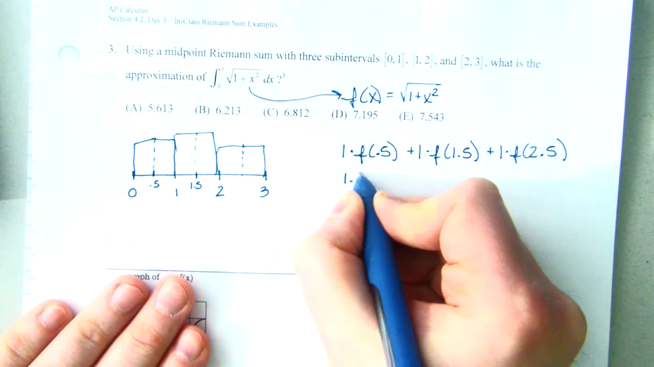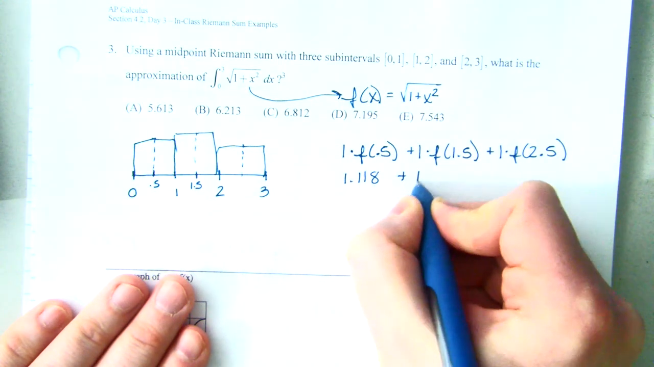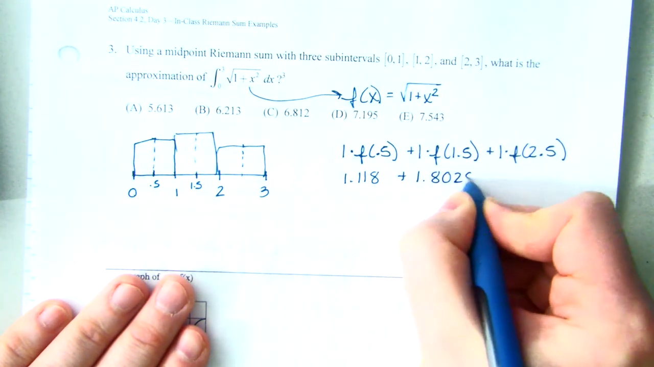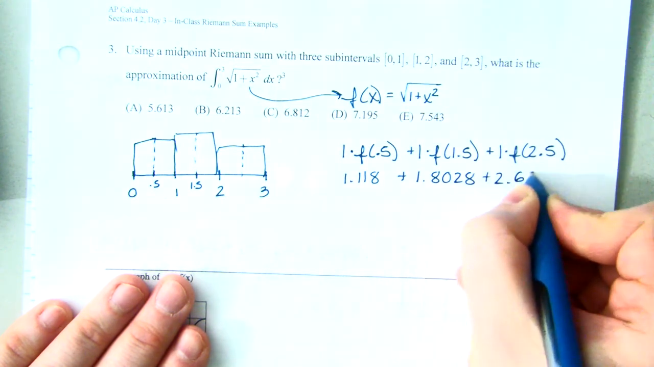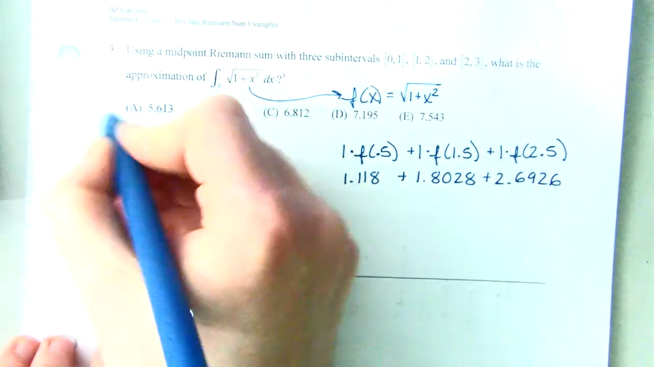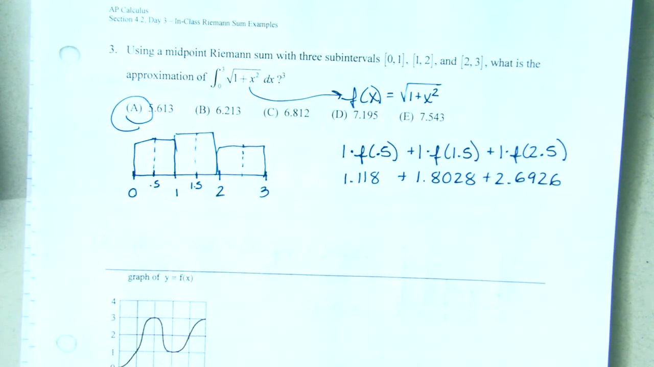I am thinking 1.118 plus 1.8028 plus 2.6926, and when you add them up, you're getting letter A. One final one.